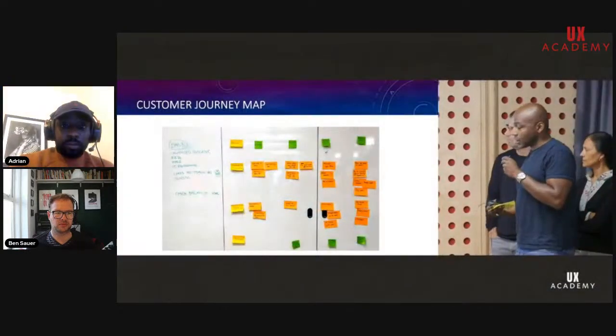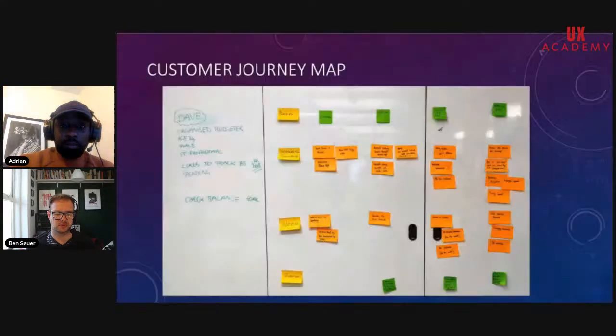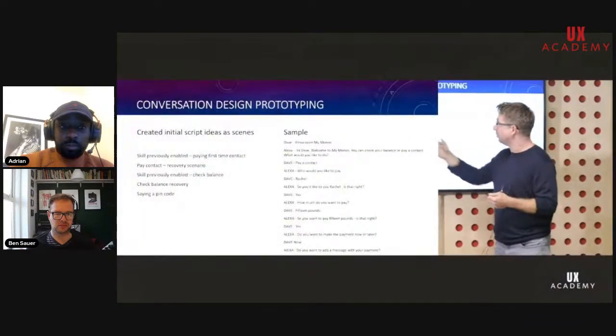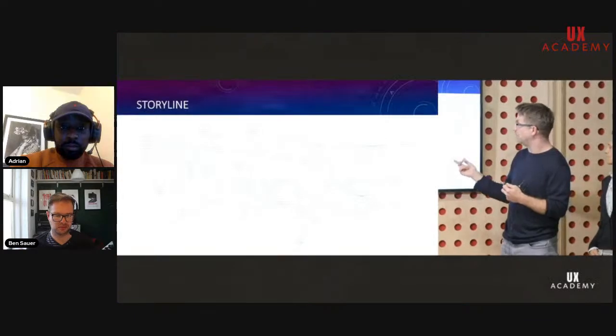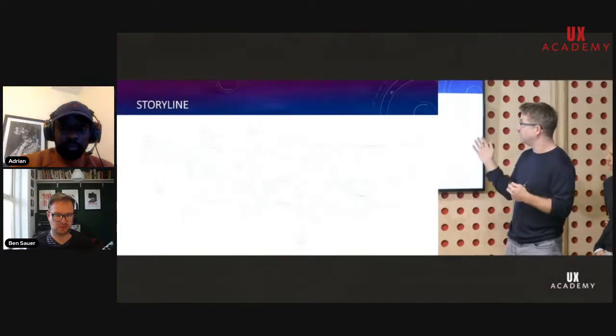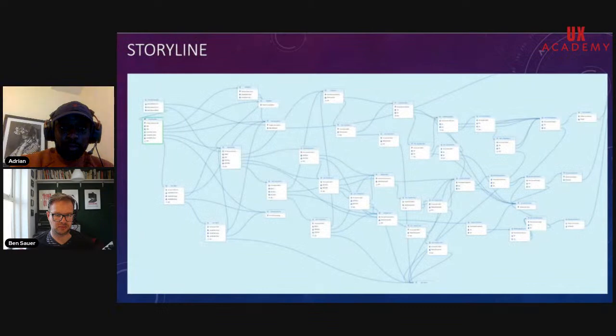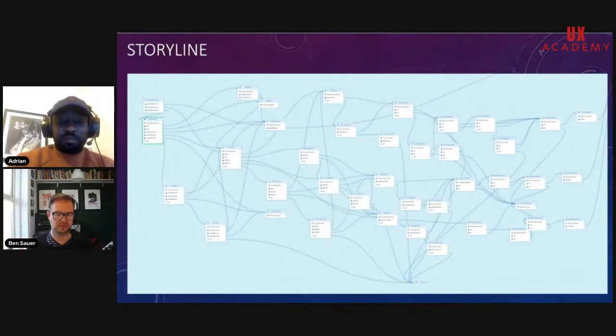So we created a customer journey map. We wanted to tease out what the touch points were. So here's some of the initial scripts. So we're talking about paying a contact, paying somebody for the first time. These are just a few of them, but they're the ones that we started scripting out, and this is an example. This is a screen grab of our whole app, essentially, at the moment. You add something, and then you test it, and then you add a bit more, and then test it again. We're building up the storyline for both of the intents, check balance and pay contacts.